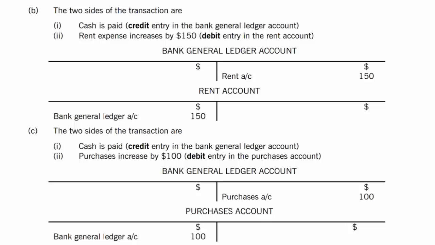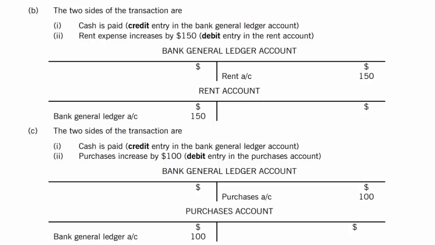1. Cash account, asset. Paying rent decreases the cash account. Assets decrease with a credit. 2. Rent expense account. The rent expense increases because the business incurred the cost. Expenses increase with a debit. Recording in ledger accounts. Bank general ledger account, cash, credit $150. Rent account, debit $150.